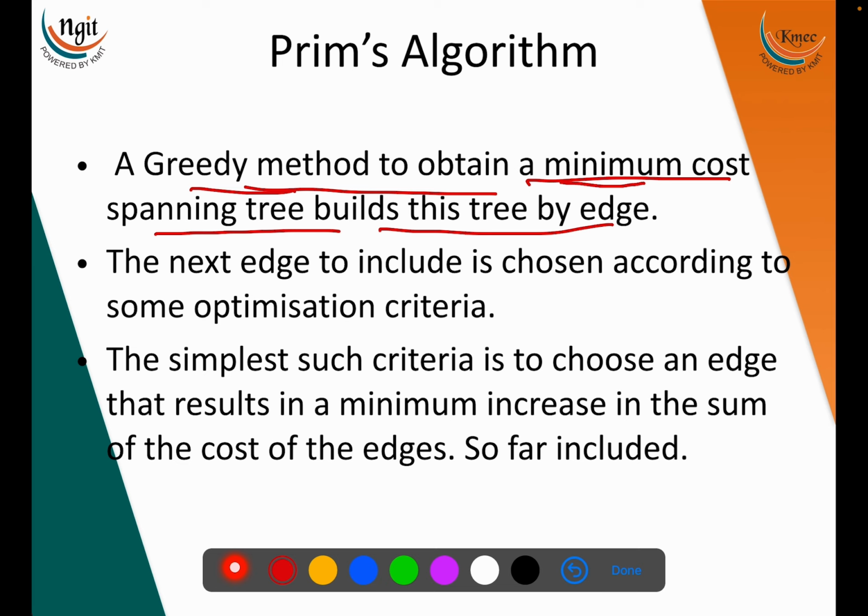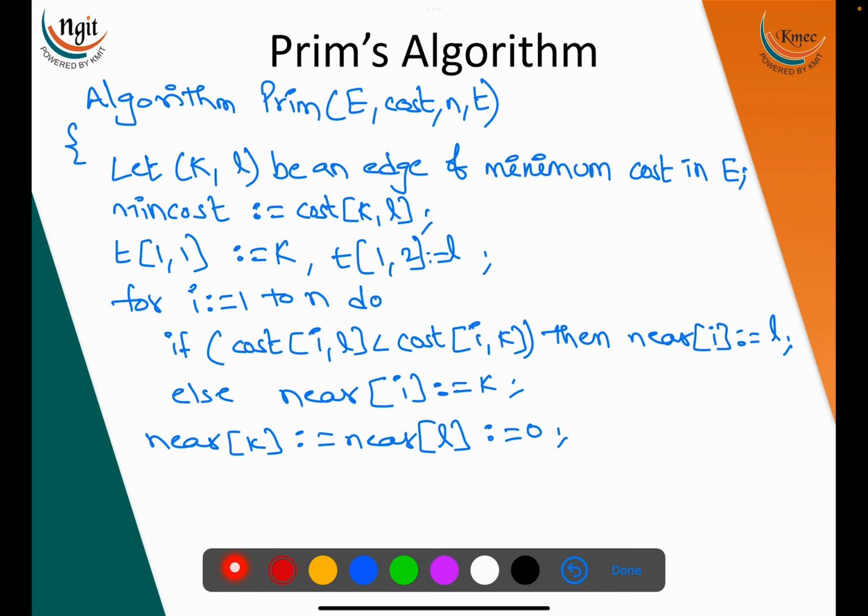The next edge to include is chosen according to some optimization criteria. That criteria is the minimum cost of the edge, and that minimum cost is not from the whole graph but from the vertex which is connected to the selected edge. Now we'll see an algorithm and later we'll see an example also.